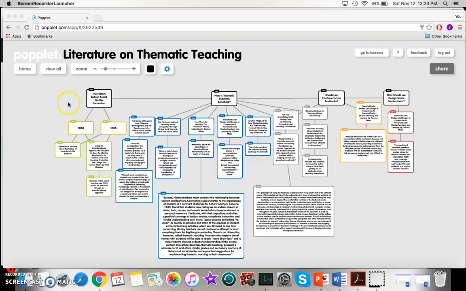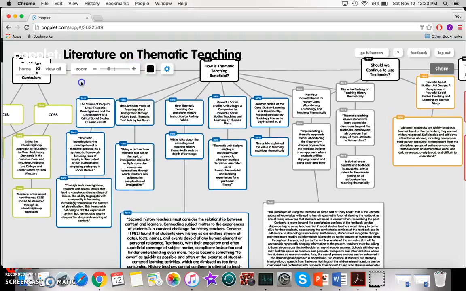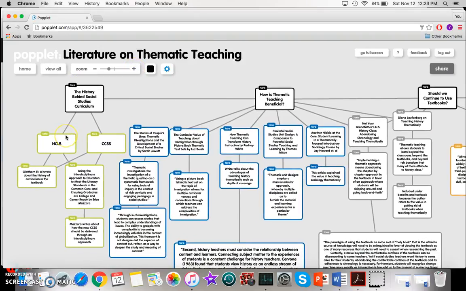So first, I think it's important that we talk about the history behind the social studies curriculum. And as we all know, most of us grew up through a No Child Left Behind era where our teachers were focusing so much on the standards and teaching to a test, and those California content standards and the textbooks really were what drove the curriculum that our teachers were teaching us.